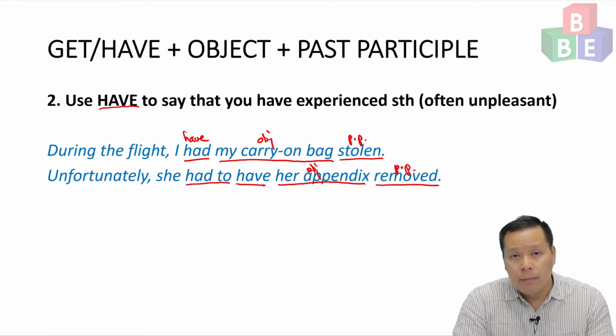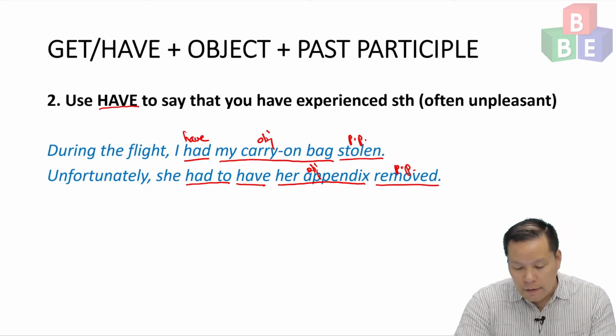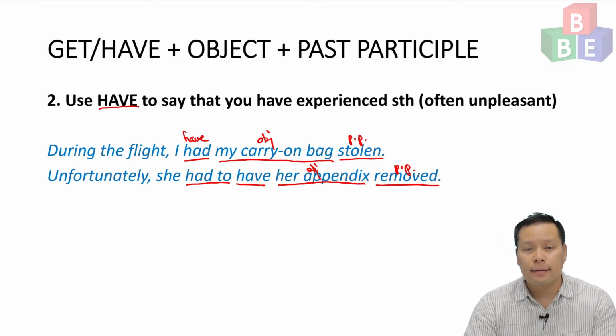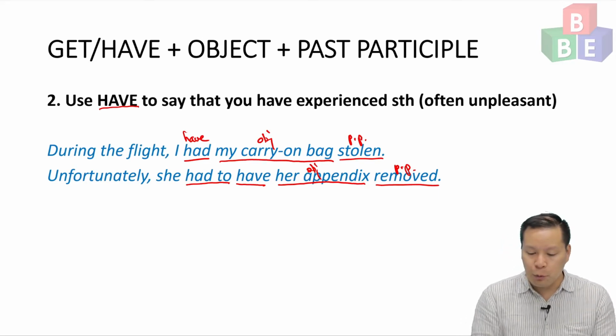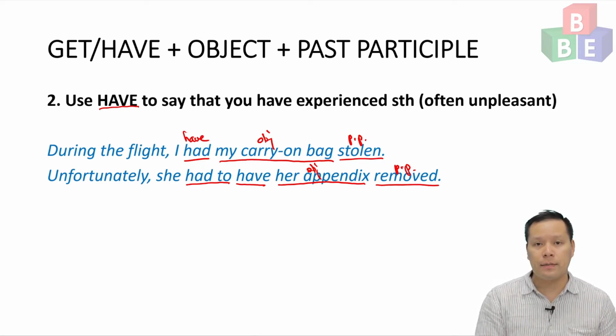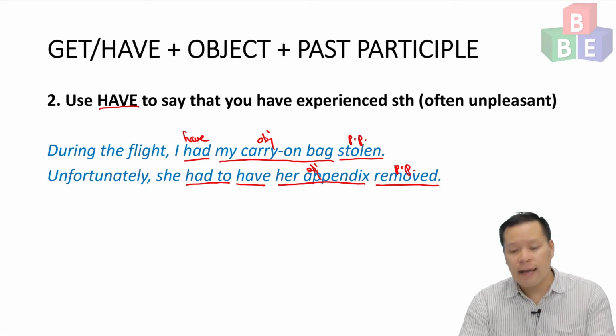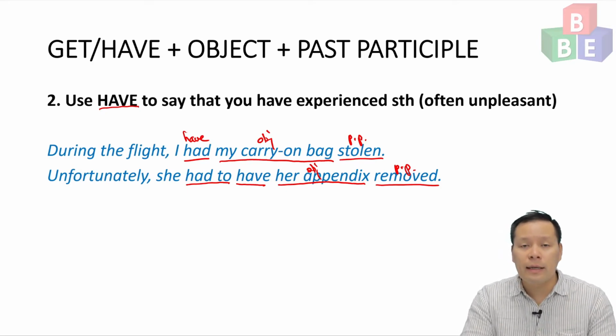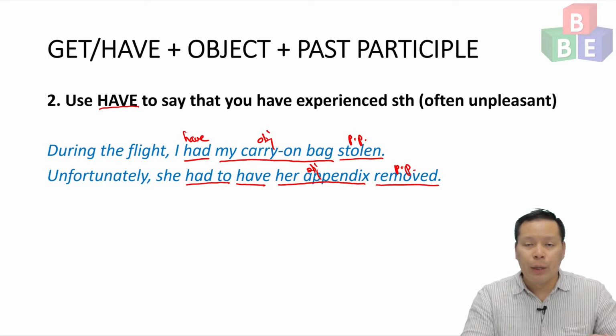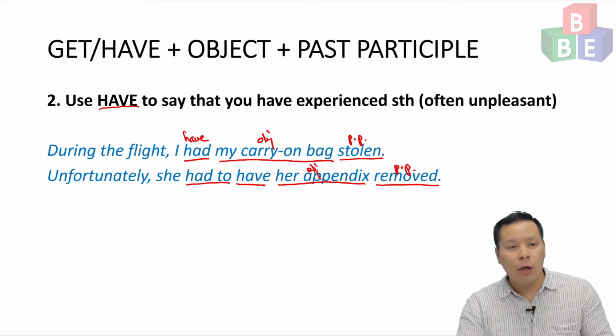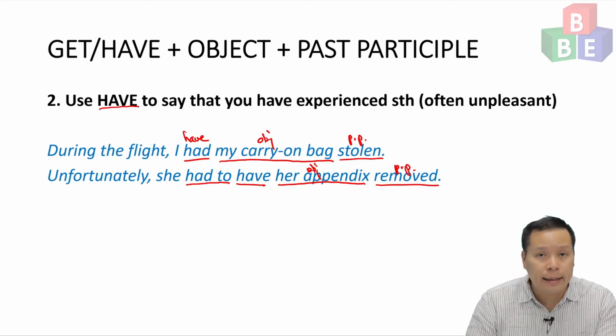As you can see from both of these examples, they're not very pleasant. In fact, we probably don't want these things to happen to us. So these are great structures to use for things that are stolen from us, when we break a bone or when we had to have an operation or something like that.